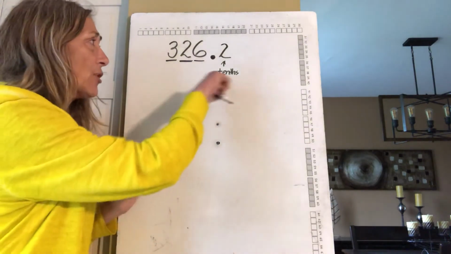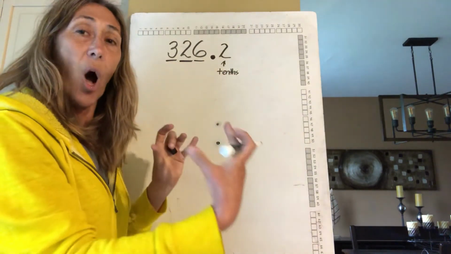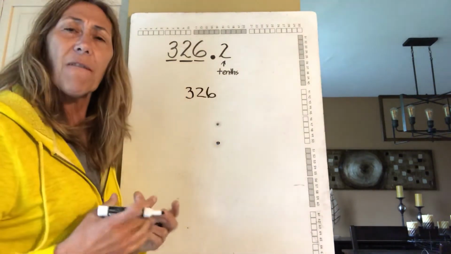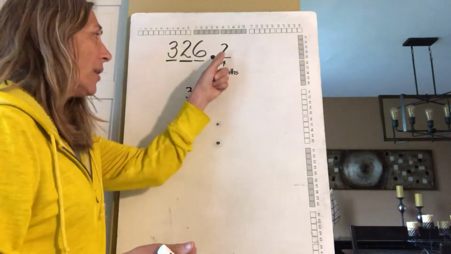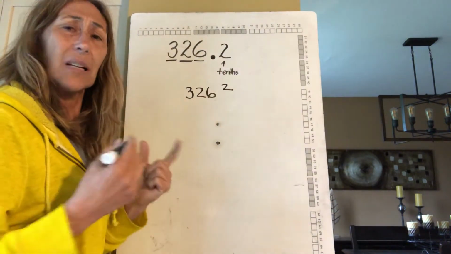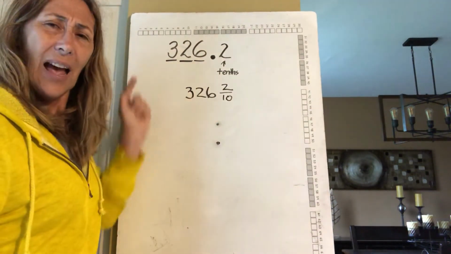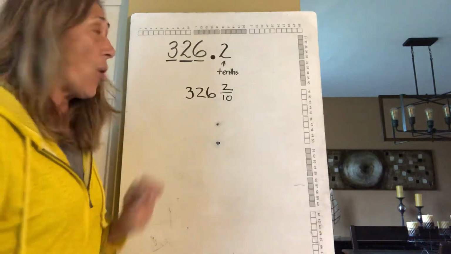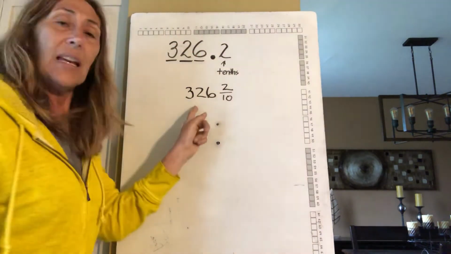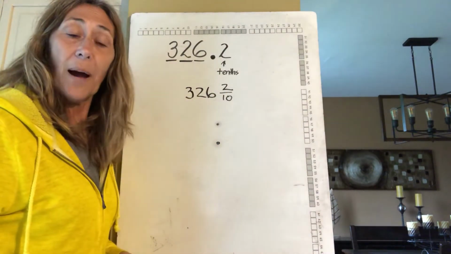Simple enough. If I were to write that down as a mixed number, which remember that's wholes, 326, and then a fraction is a part of the whole, and I have a 2 there, and it's in the tenths place. Here it is as a decimal greater than a whole, 326 and 2 tenths, and here I write it as a mixed number, whole number, fractional part.